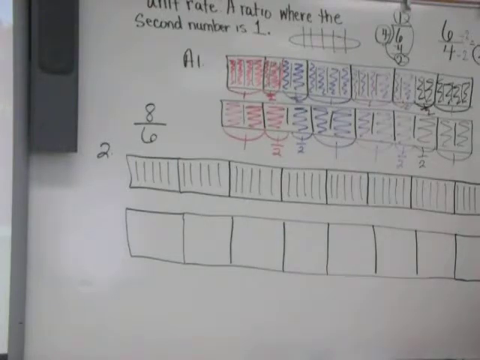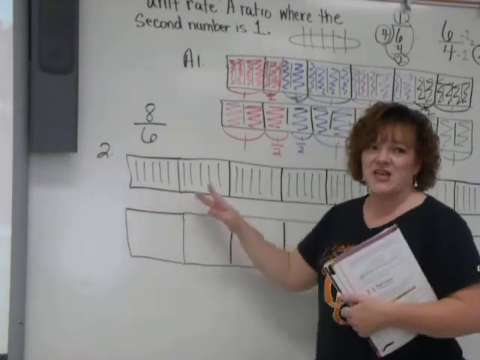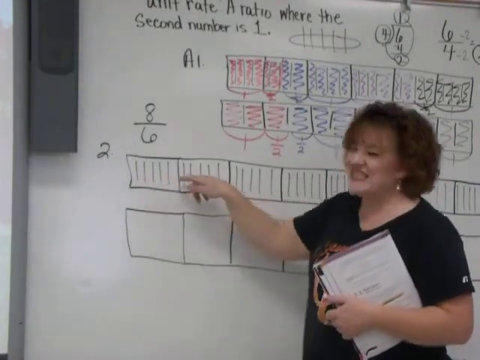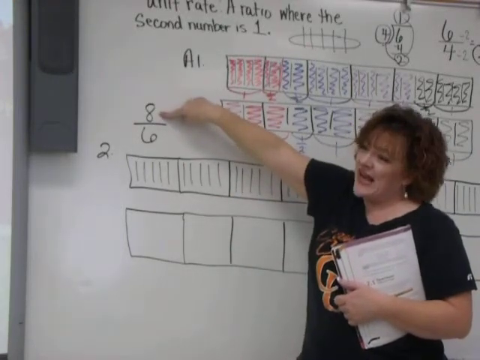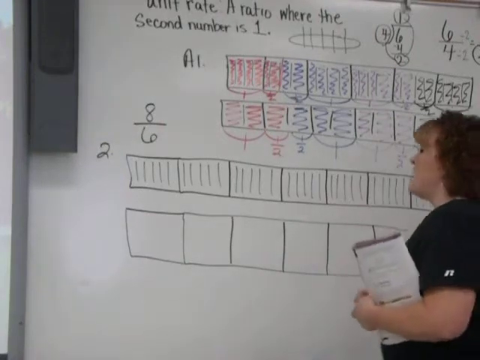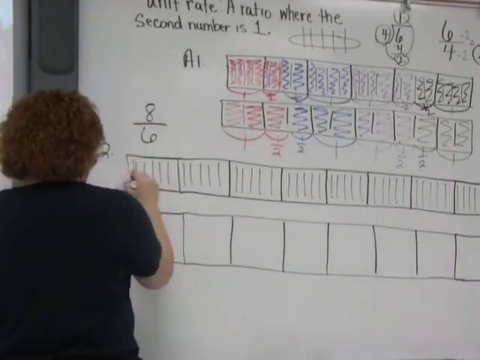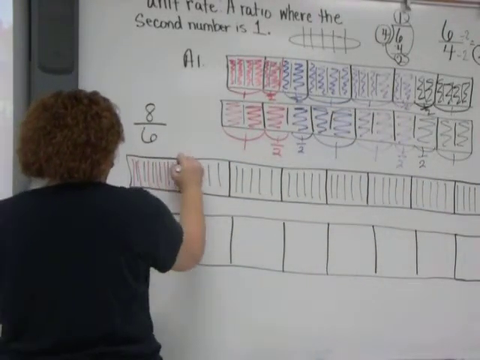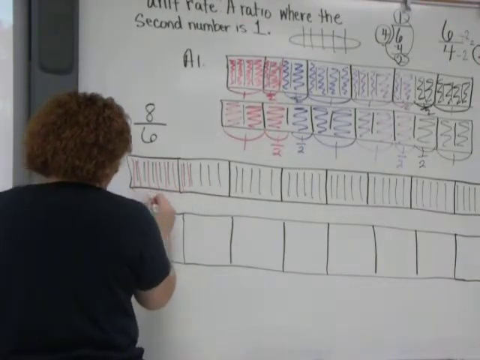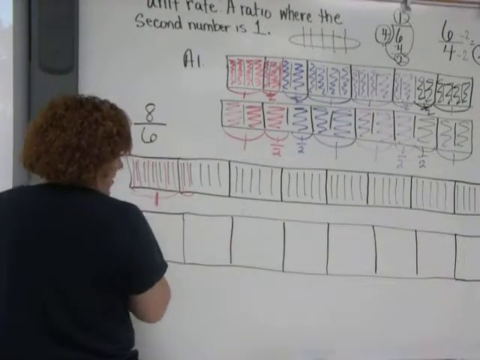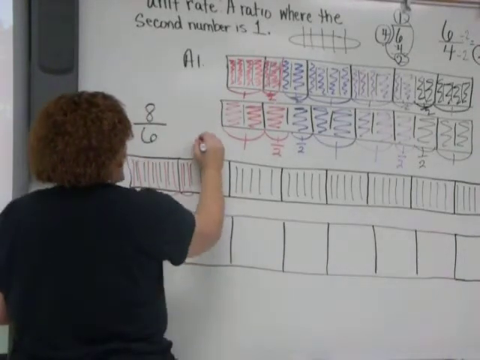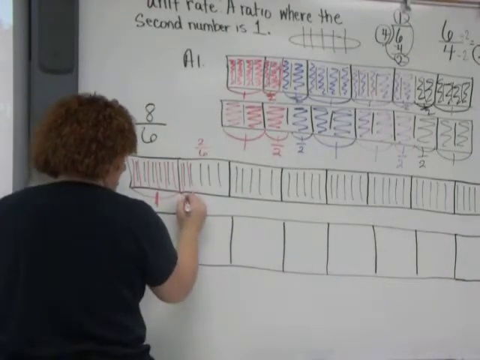So, now that we've broken this whole gummy worm into sixths, how many sixths does each person get? 8. They get 8 sixths. So person 1 is getting 1, 2, 3, 4, 5, 6, 7, 8. They get this whole piece, and 2 of the next 6, and 2 sixths reduces to what?